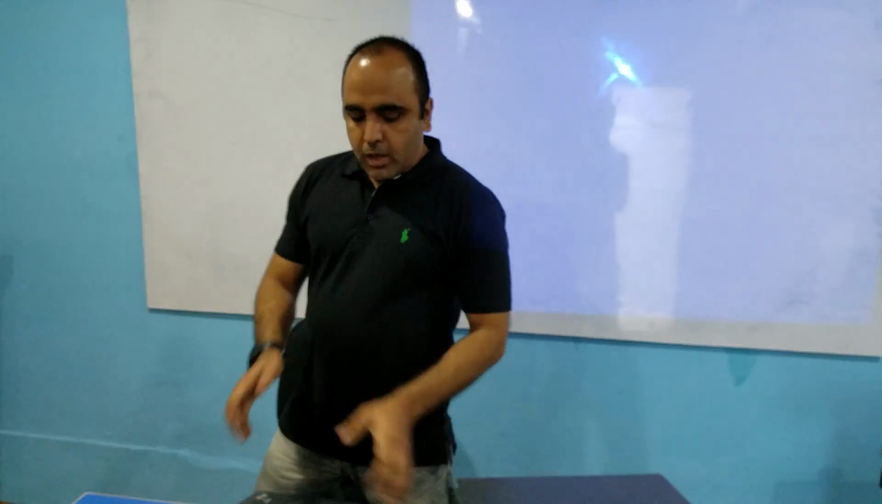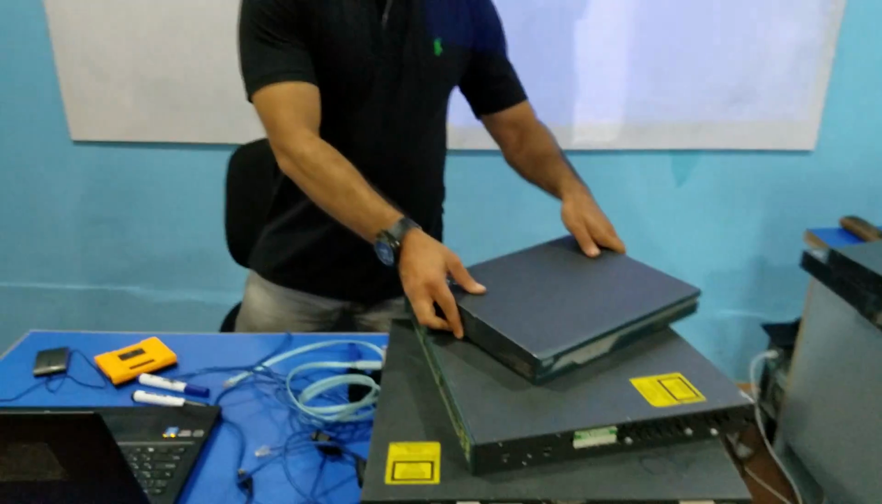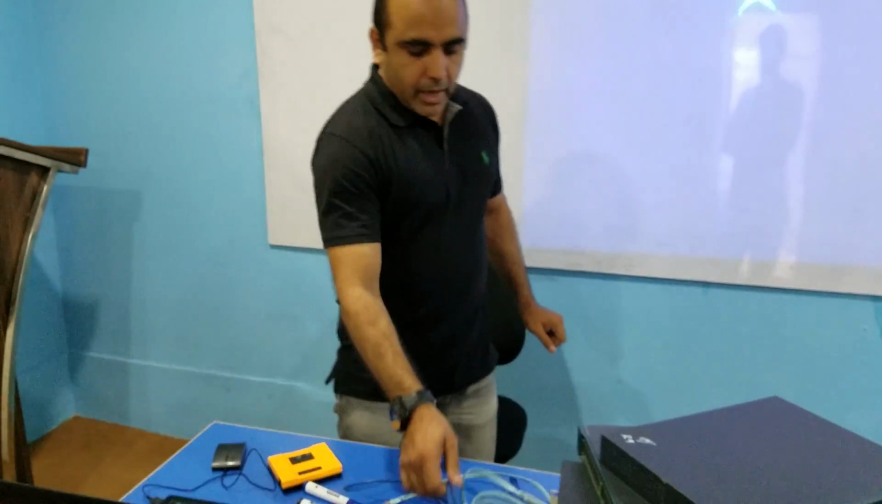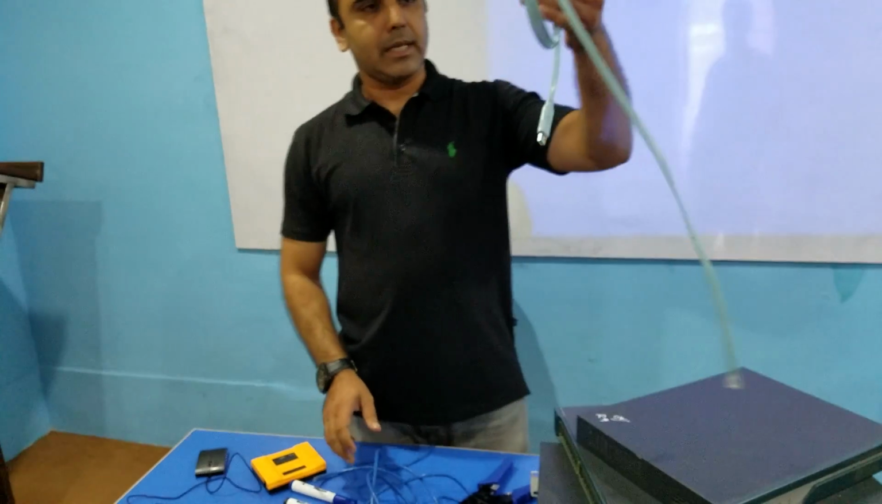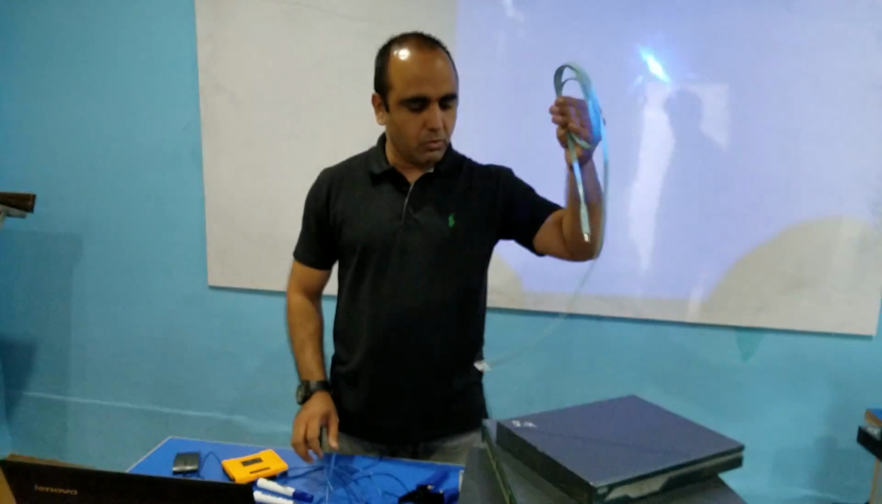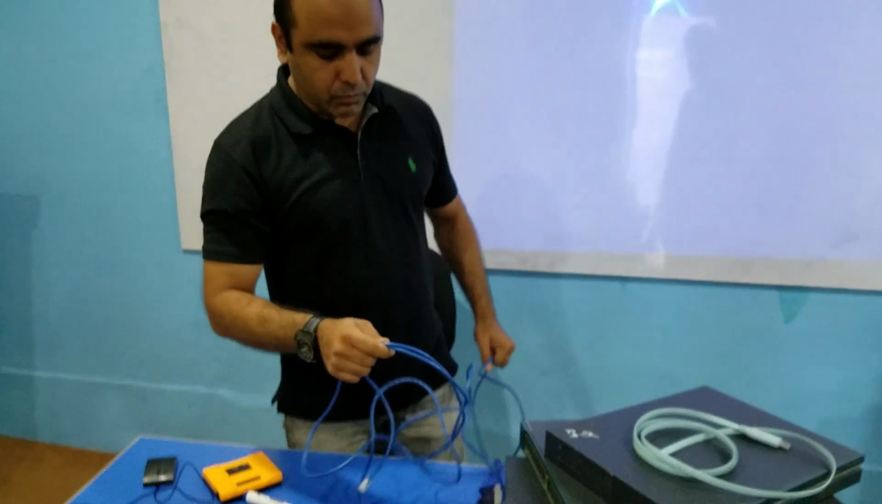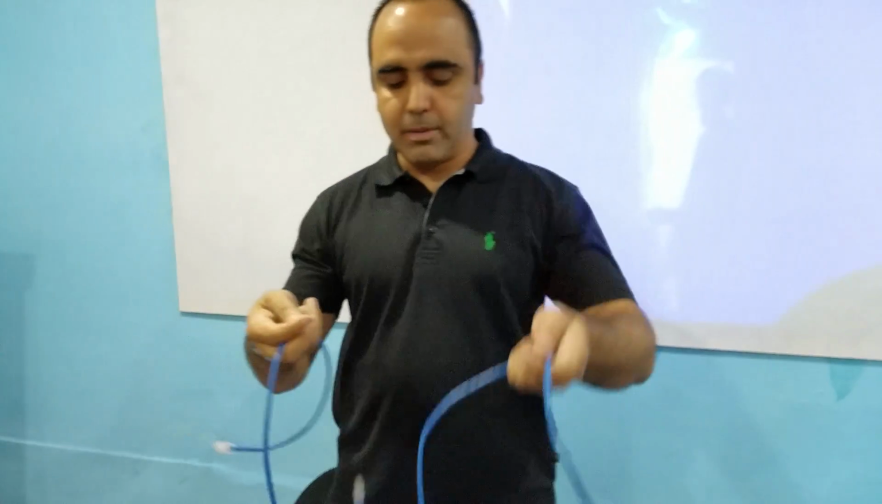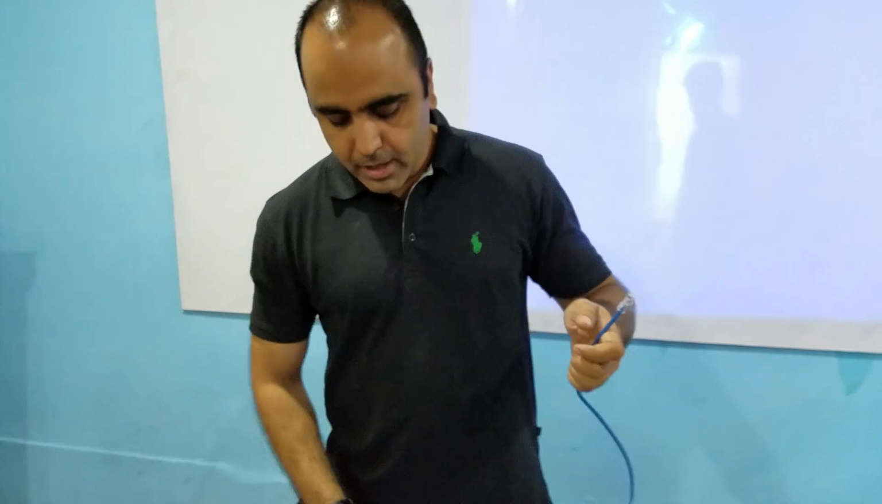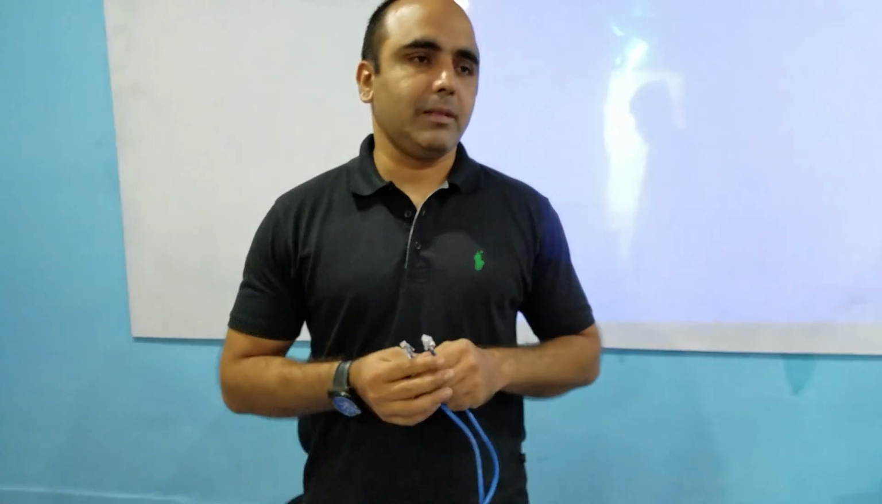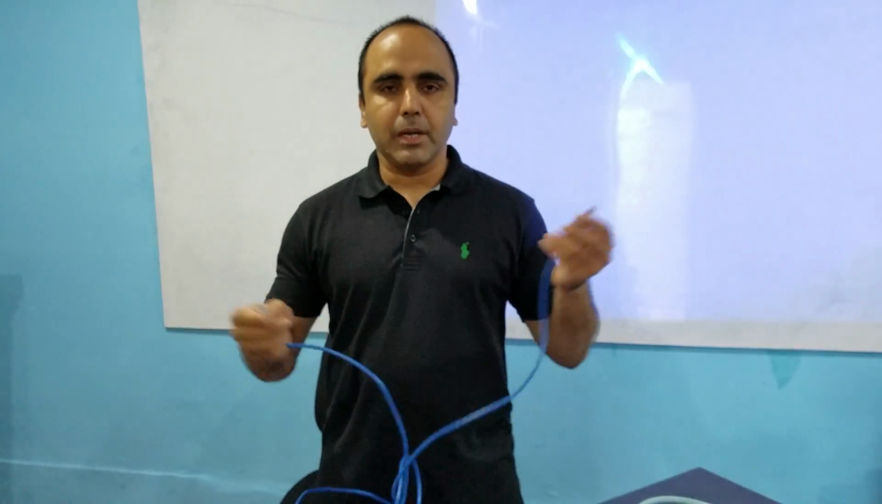And now, here are some other components we need. These are the console cables I've told you about, and here are some LAN cables. We need some LAN cables. There are two types of LAN cables, straight cable and cross cable. And how can you identify the cable type which I'm holding in my hand?